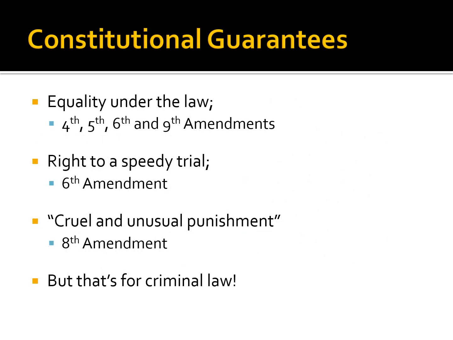In the United States, you do have a couple of guarantees through the Constitution. Equality under law with the 4th, 5th, 6th, and 9th Amendments. The 6th Amendment guarantees you a speedy trial. The 8th avoids cruel and unusual punishment. The thing here to remember is this is for criminal law.